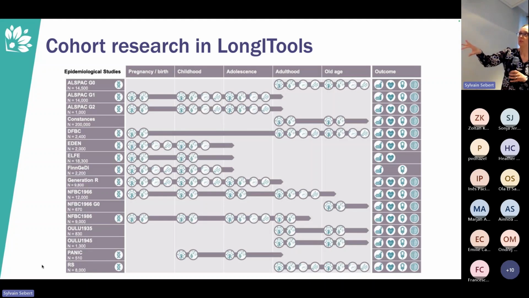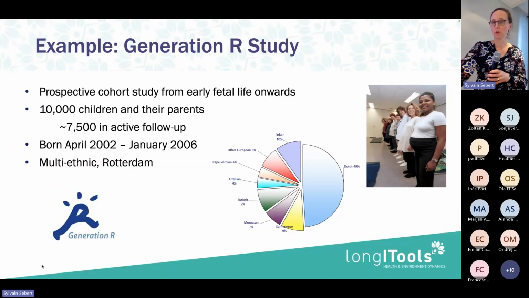The other thing to notice from this graph is there are lots of little circles. So the circles in the middle depict the different follow-up times. So many things measured at multiple times. We're following in these studies large groups of people over time, have them come in for measurements, questionnaires, biological samples, etc., and basically follow how they're doing. And on the right, you see that there's also a lot of outcomes measured. So we see what happens to their health and their well-being. And that is basically the setup of the cohort studies in LongITools.